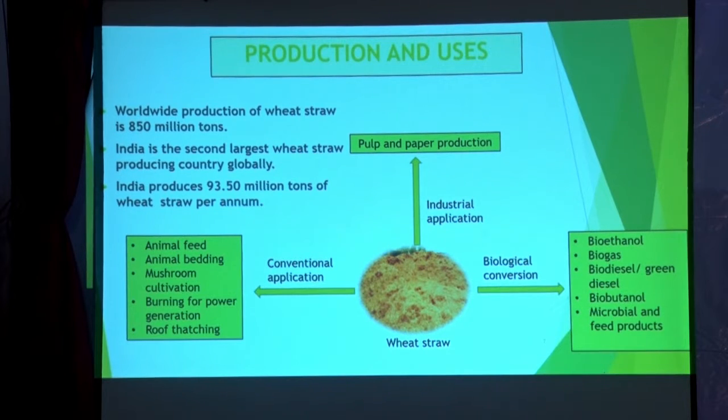Now coming on to the conventional applications of wheat straw. Conventionally, wheat straw is being utilized as animal feed, as animal bedding, for mushroom cultivation, burning for power generation, and for roof thatching in villages. The other industrial application of wheat straw, as we all know, is in the pulp and paper industry sector. And if we biologically convert the wheat straw, it can be converted into bioethanol, biogas, biodiesel, biobutanol, or microbial and other feed products.